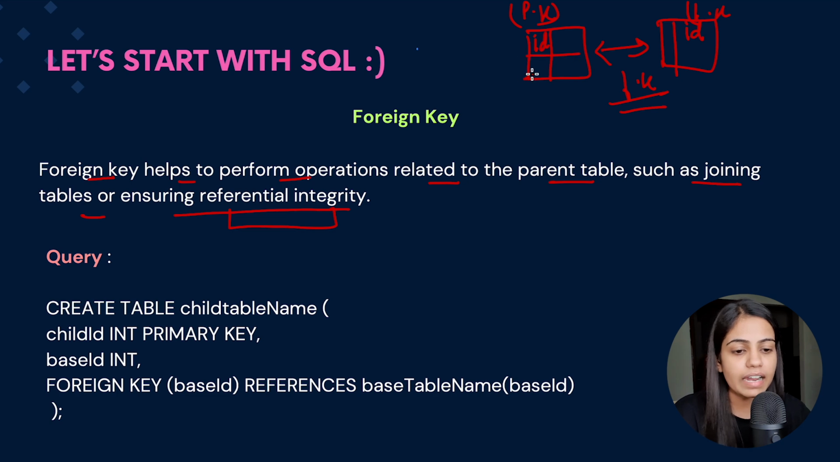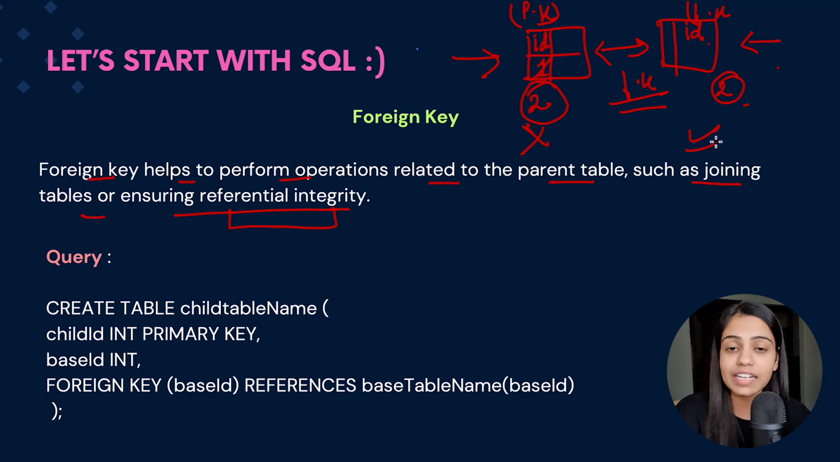Consider that if I update the ID from 1 to 2, this 2 should be updated here as well to maintain data consistency. Because consider that someone makes a query here, and someone uses the same query here: give me all the details of a person whose ID is 1, or give me all the course details of the person whose ID is 1. Here 1 is not existing, so it will say you are making a wrong query because 1 does not exist, but here it will give the details. So basically the data is inconsistent.